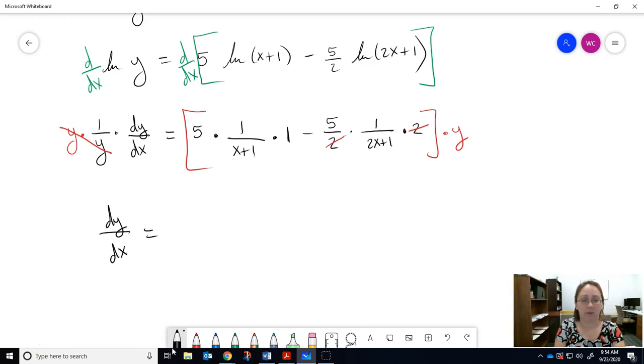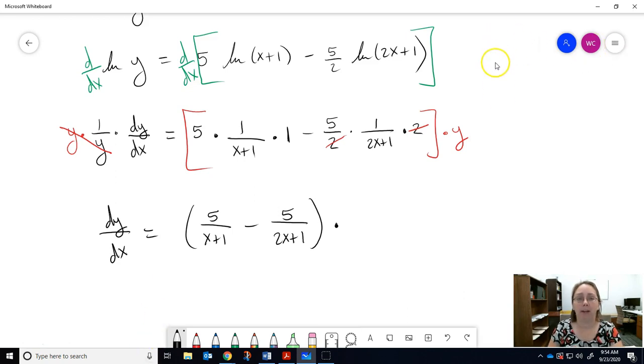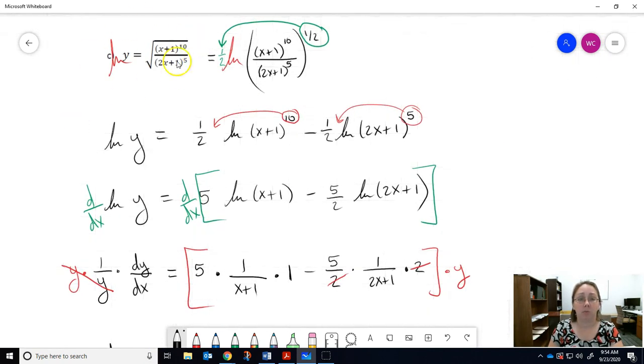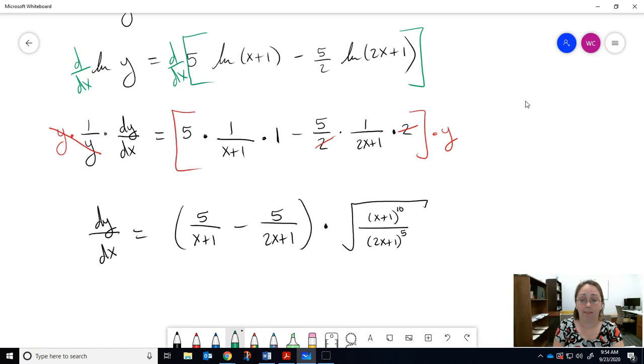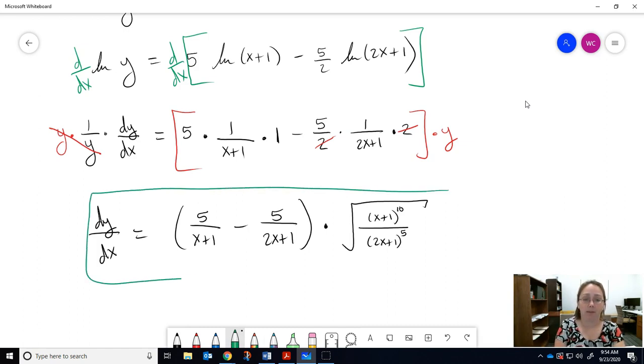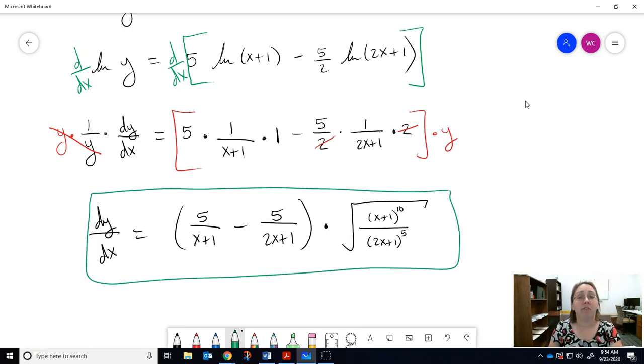I'm going to clean it up just a little bit. So we have 5 over x plus 1 minus 5 over 2x plus 1 times y. Well, what's y? Remember, always bring the y back in if you know what it is. We started with y, so square root of x plus 1 to the 10th power over 2x plus 1 to the 5th power. And that's it. That's where you would stop. That's the derivative of the original function.